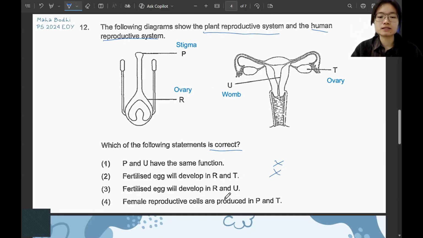Number three, fertilized egg will develop in R and U. R, yes, for the plant, and U, yes, for the womb. So let's put a tick here.